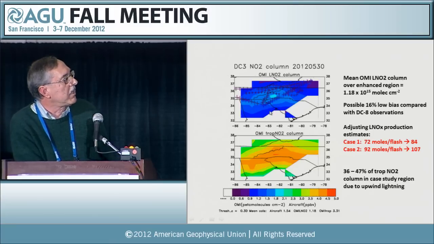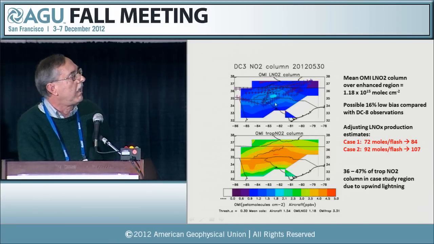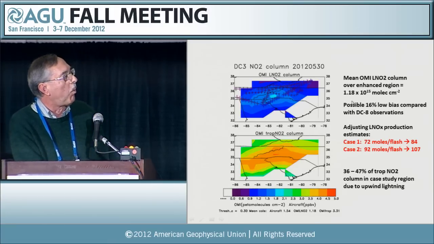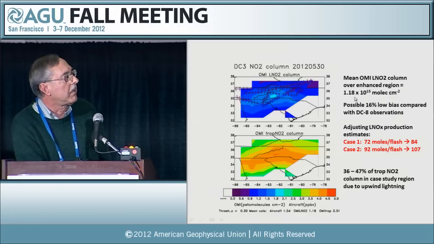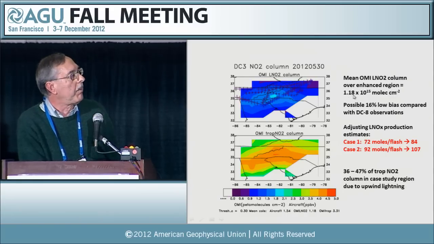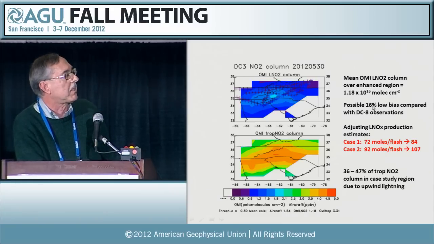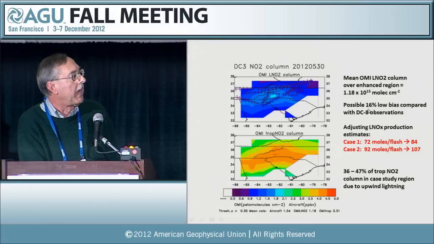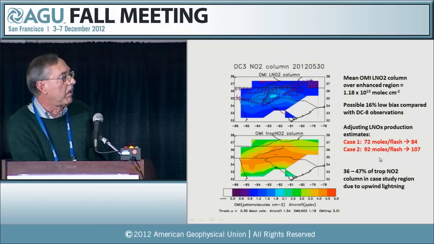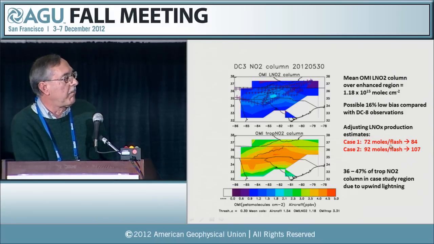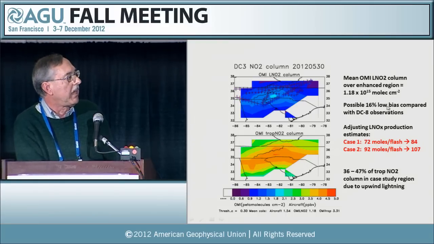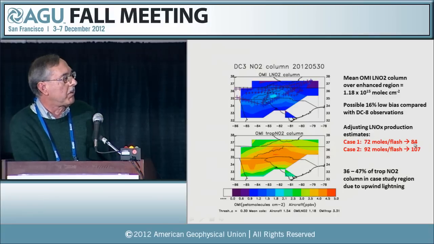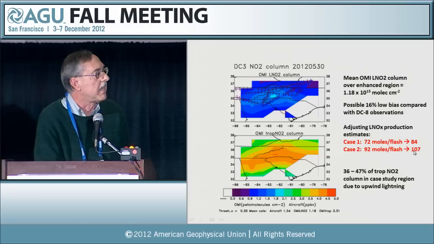Whereas in this region as a whole, the OMI measurements were about 1.18. So you can see that the satellite is giving us a little bit of an underestimate, by about 16%. So it's really not too bad. But if we adjust upward the moles per flash that we had calculated, from 72, taking the 16% low bias into account, that pushes it up to 84. The 92 goes up to 107.